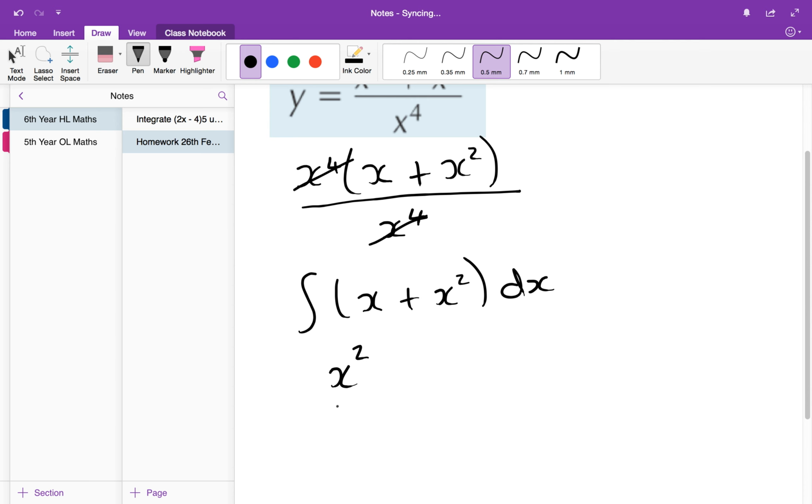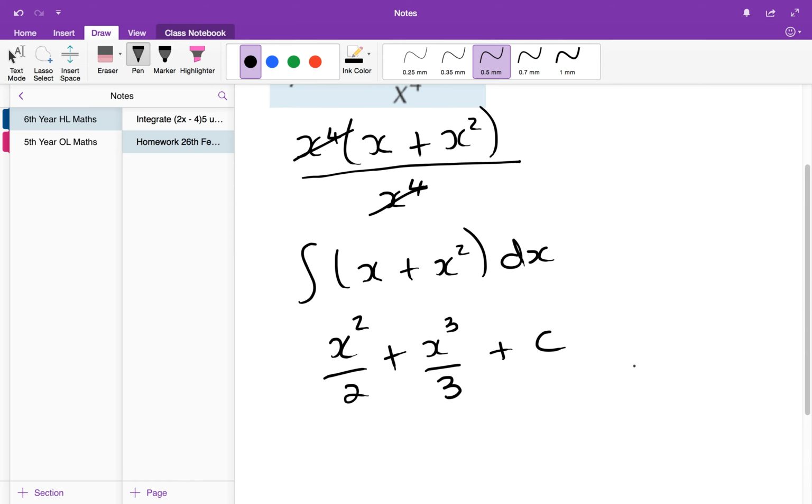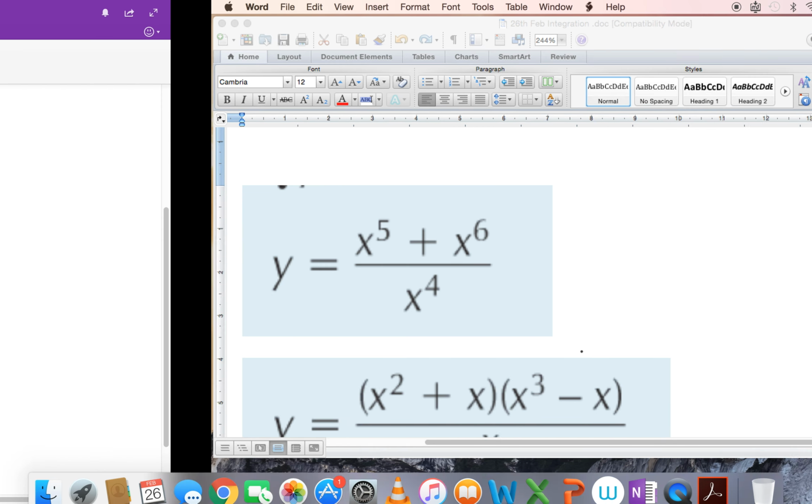Increase the power by 1, so x squared over 2. Same here, x cubed over 3. And then because we've no limits over here in our integral, it's an indefinite integral, so plus c. So that's the first one. Second one then.